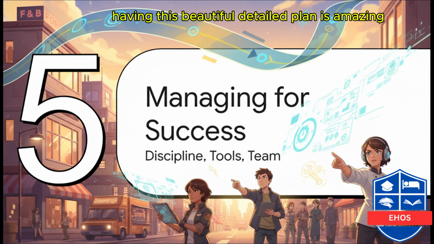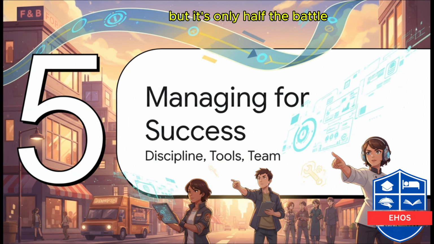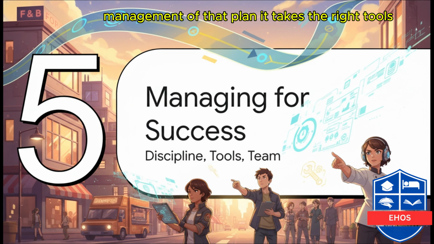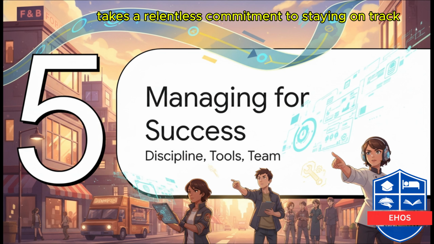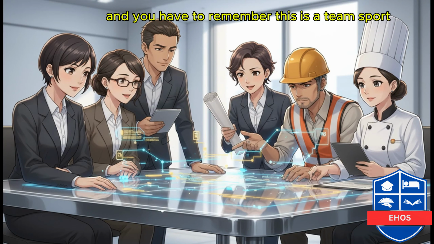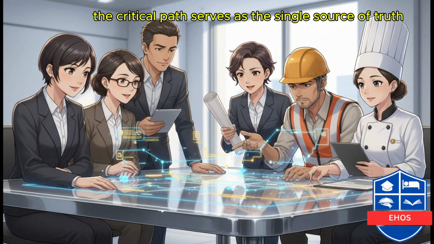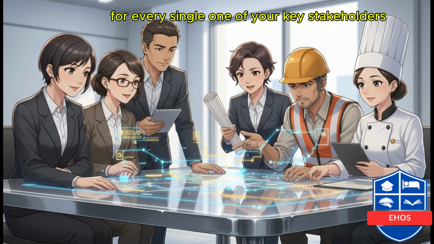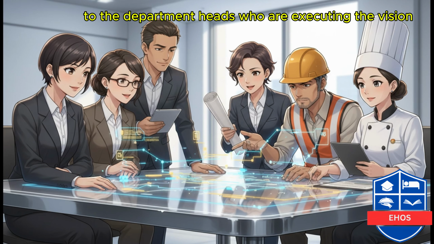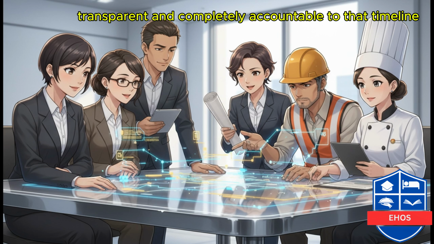So look, having this beautiful, detailed plan is amazing, but it's only half the battle. Real success comes from active, disciplined management of that plan. It takes the right tools, it takes the right people, and it takes a relentless commitment to staying on track. And you have to remember, this is a team sport. The critical path serves as the single source of truth for every single one of your key stakeholders. Everyone from the owners who are providing the money to the department heads who are executing the vision, they all have to be aligned, transparent, and completely accountable to that timeline.